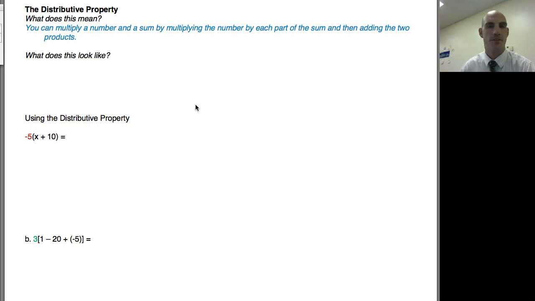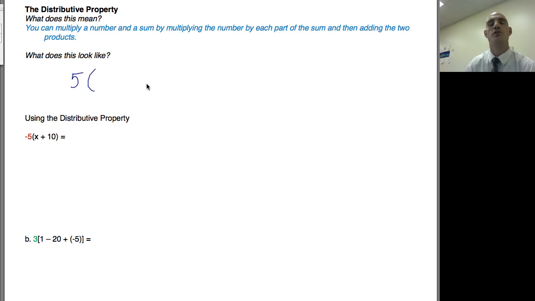Back. Today we're going to talk about the distributive property, and the distributive property is a combination of multiplication and addition. What does this mean? You can multiply a number and a sum by multiplying the number by each part of the sum and then add the two products. It sounds complicated, but let's look at it. It really looks like this.